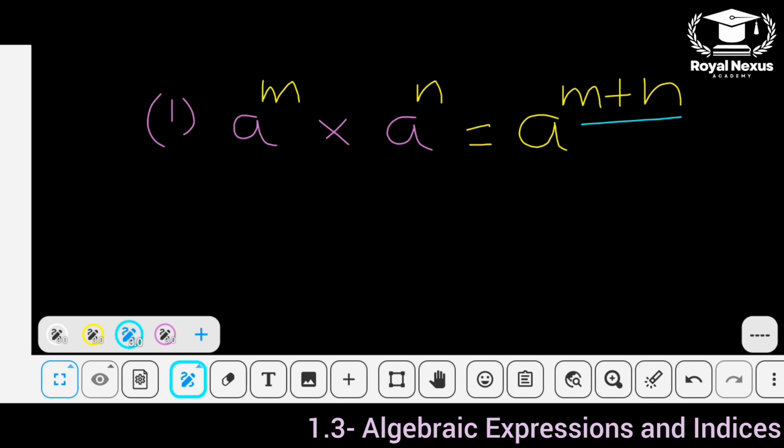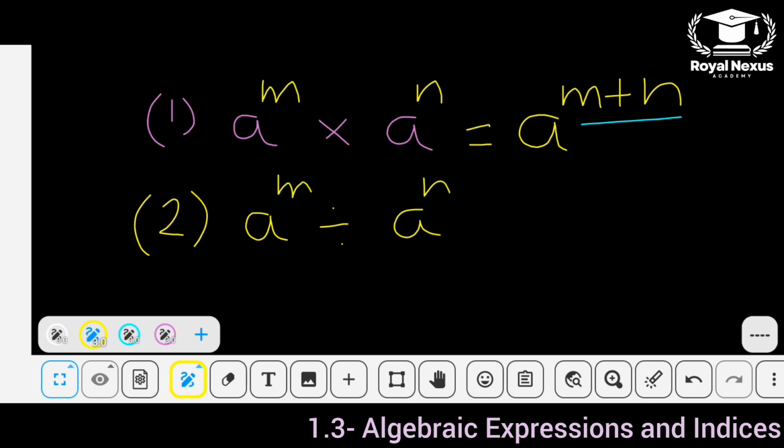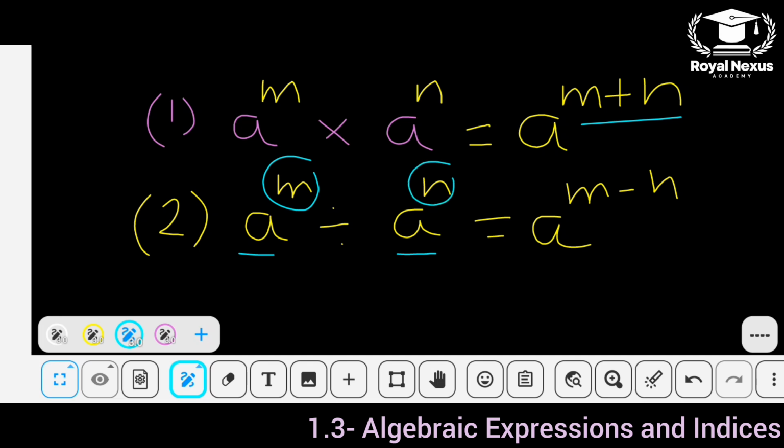Now moving on to the second rule of indices. The second rule states that when the bases are the same, but they are divided by each other and the powers are different, the powers will be subtracted. So it will be a raised to the power m minus n. Here again the bases are the same but the powers are different. So when there is a division sign, the powers will always be subtracted, and with a multiplication sign the powers will always be added together. So these are the two rules of indices.